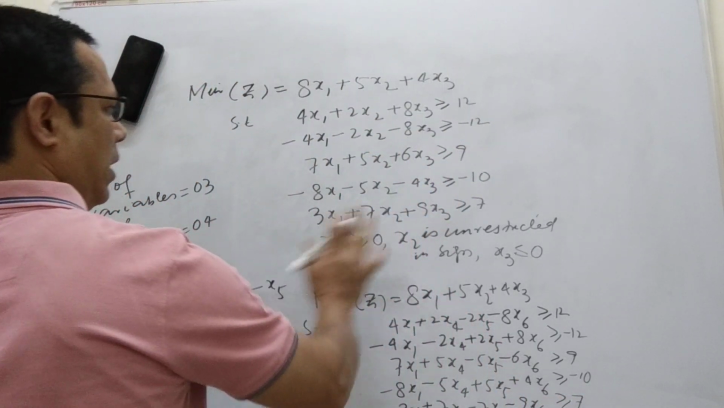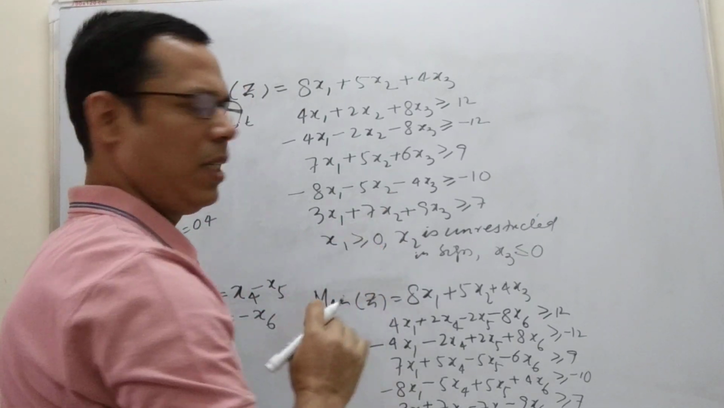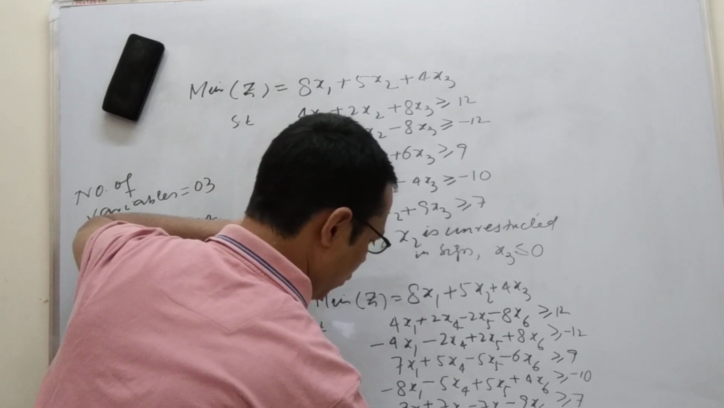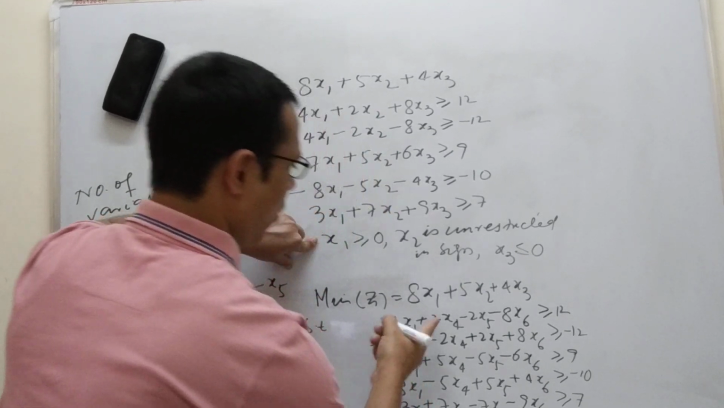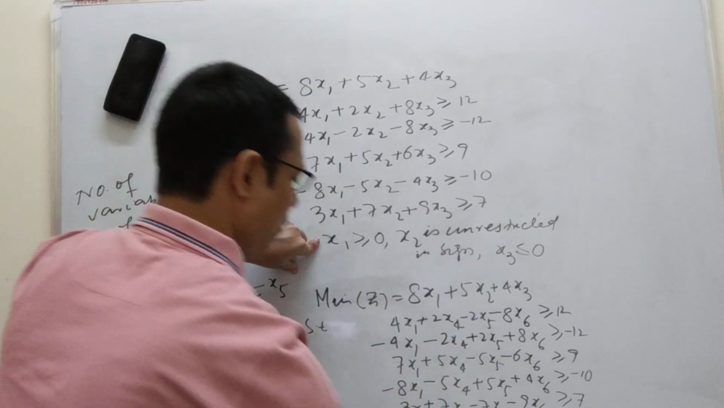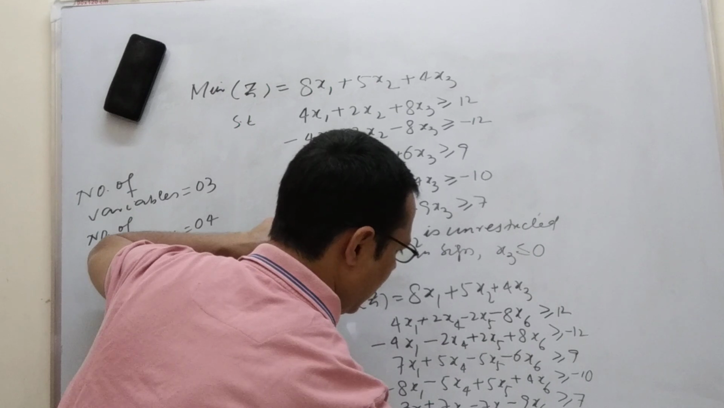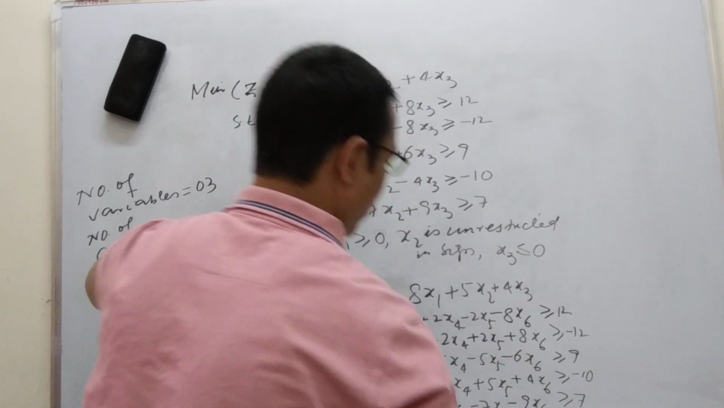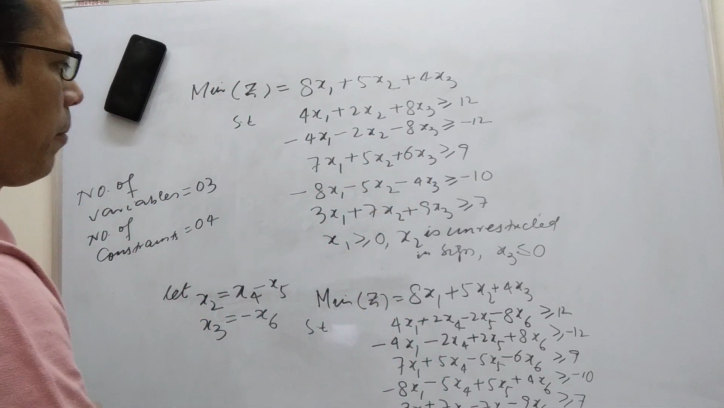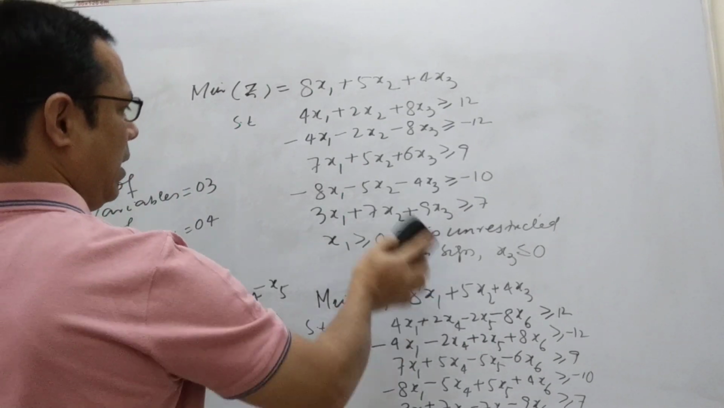So here all the restrictions I had given over the variables are now removed. x2 has been replaced with x4 and x5, and x3 has also been changed. So x1, x4, x5, x6 will always be greater than or equal to 0. So now this is the new LPP. So now we have the LPP in its standard form.